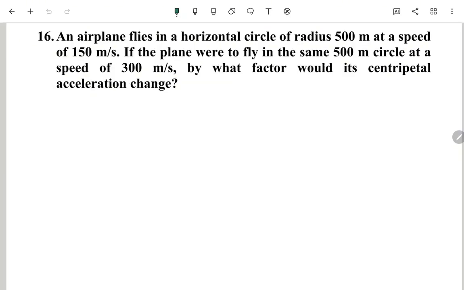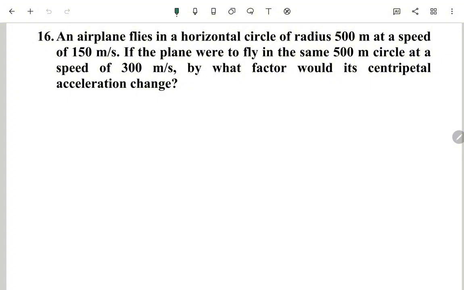An airplane flies in a horizontal circle of radius 500 meters at a speed of 150 meters per second. If the plane were to fly in the same 500 meter circle at a speed of 300 meters per second, by what factor would its centripetal acceleration change? Now in this situation, the speed of the airplane is 150 meters per second, rounding a horizontal circle with radius 500 meters. If the speed is doubled, what's going to happen to the centripetal acceleration?